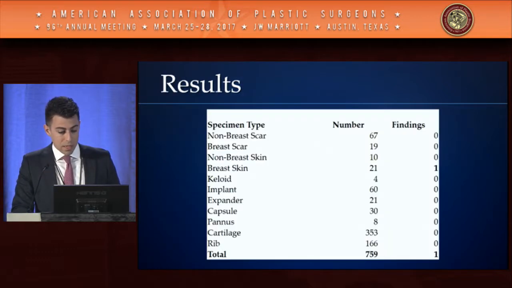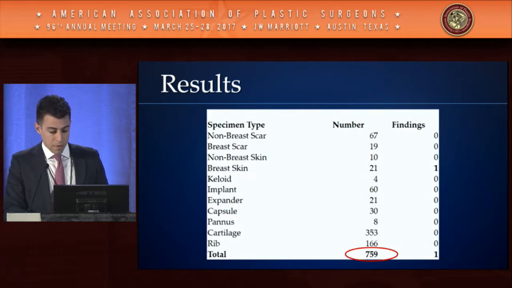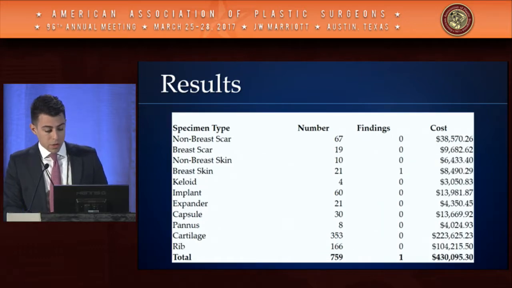So what did we find? In 2015, we found 759 specimens that met our inclusion criteria. We then reviewed the pathology results for each of those specimens, and we found one clinically significant finding of seborrheic keratosis on a specimen of breast skin. What about the cost? So the cost for processing and interpretation of these 759 specimens was $430,000.